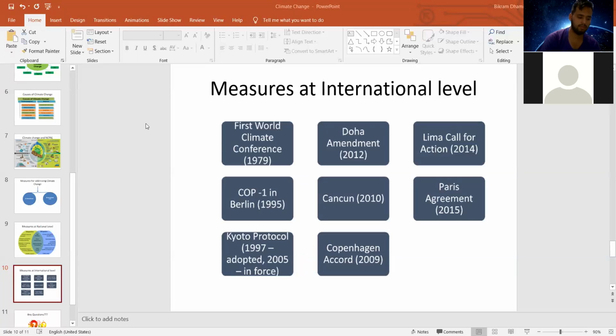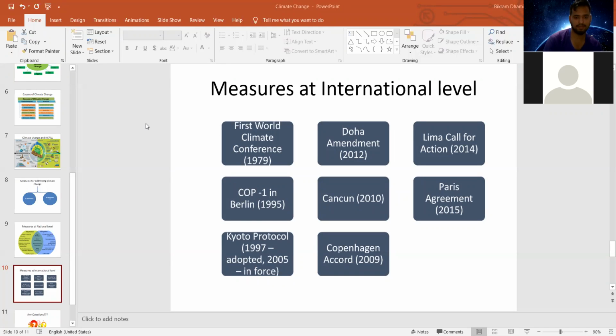And the next one is the Lima Call for Action. It encourages governments to develop education strategies and to incorporate the issue of climate change in the curriculum. Also, it recommended countries to include climate change awareness raising in their national development strategies.